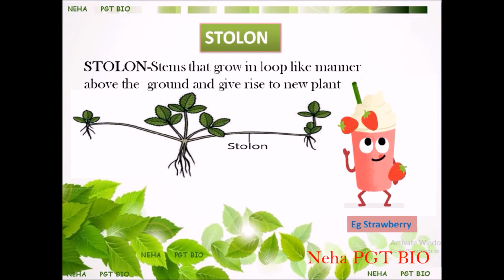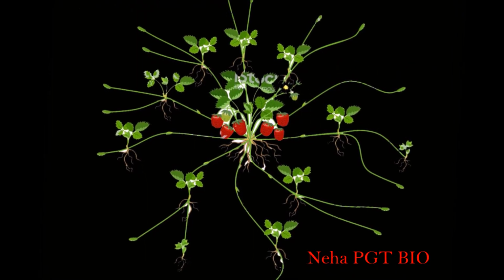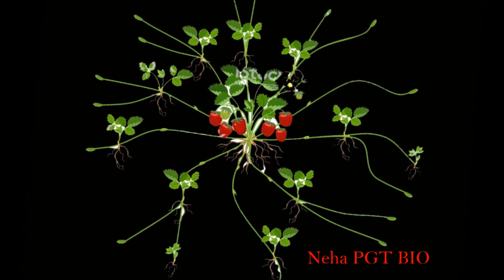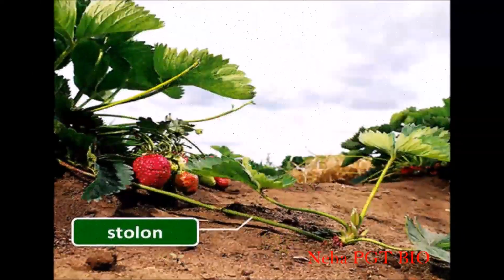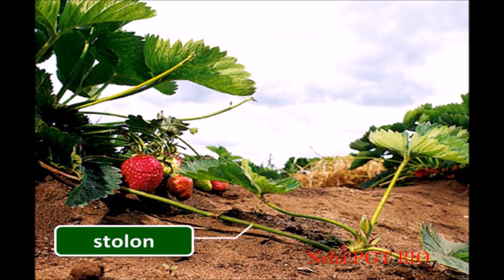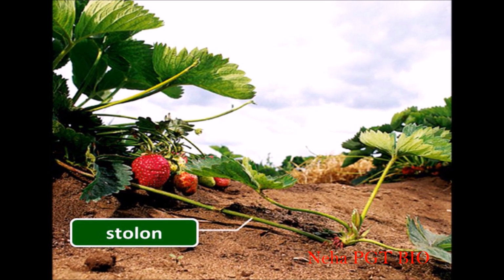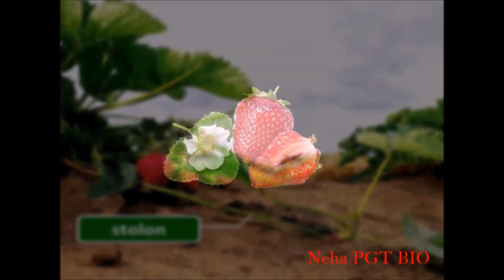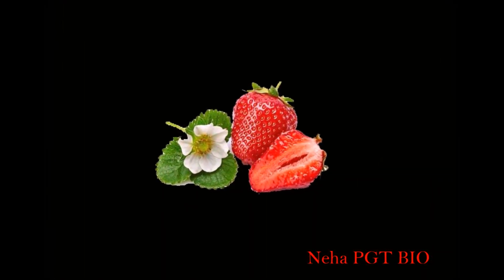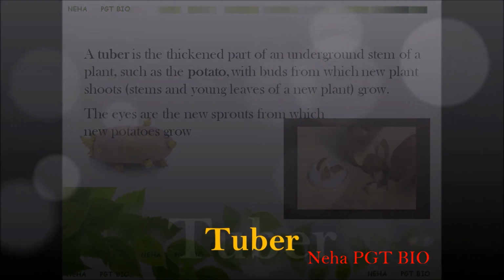One more example under vegetative propagation by stem is stolon. In stolon, a loop-like branch above the ground is developed, and from this branch new roots and leaves are formed. For example, in case of strawberry.